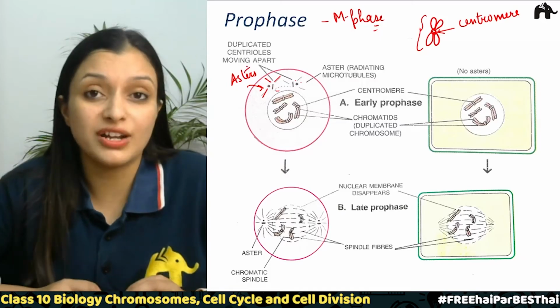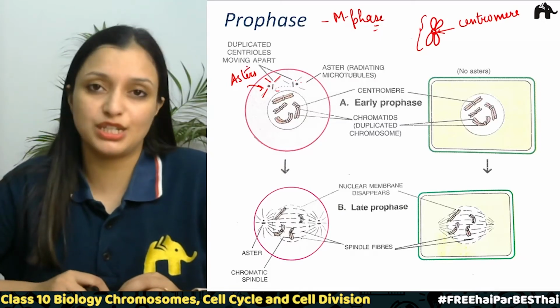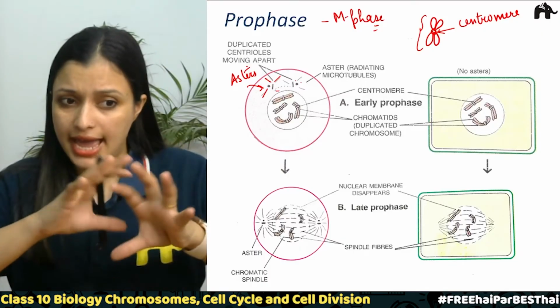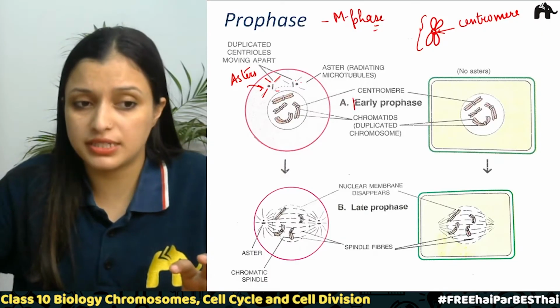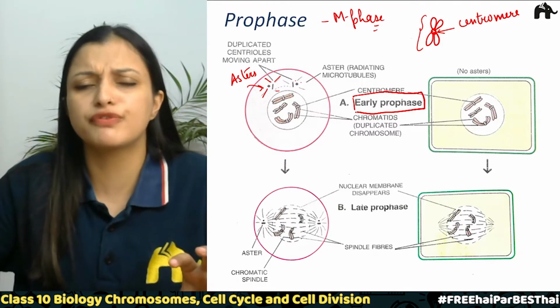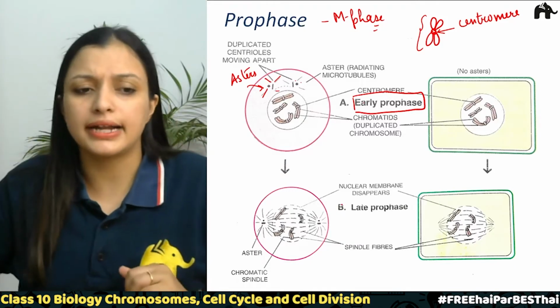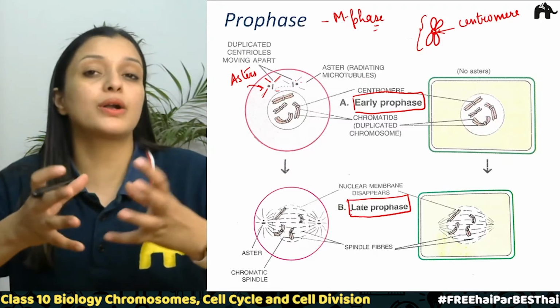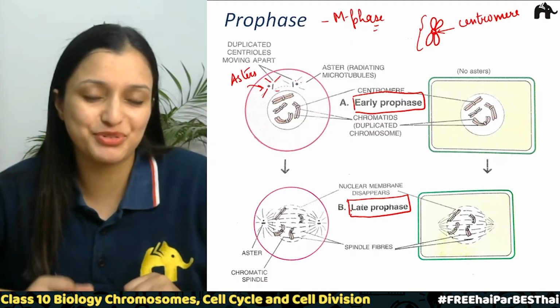So these are called asters, which help in spindle formation. Correct? Now as you see, this is the early prophase, right? So we divide this prophase into two phases, early and the late. Correct? Just to understand better what is actually happening in prophase.